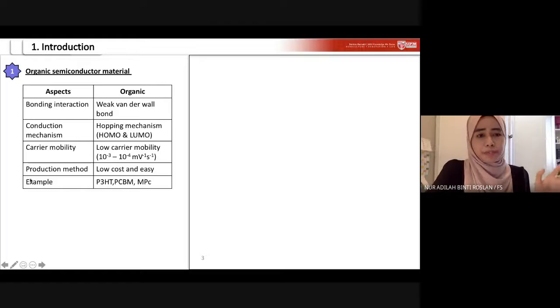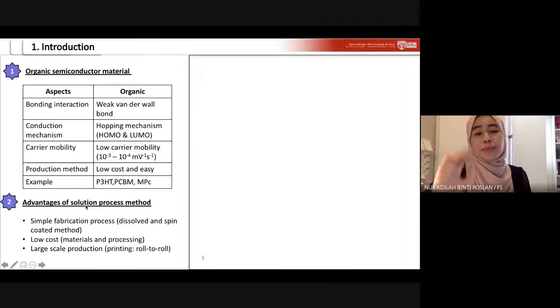And the most interesting part of the organic semiconductor material is in terms of the production method, in which the material is low cost and the fabrication process is easy. What I mean by easy fabrication process here is we can just use the solution process method. There are a few advantages of the solution process method. I think most of us know.